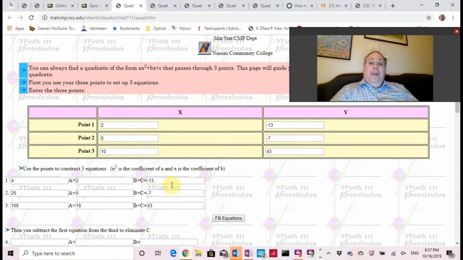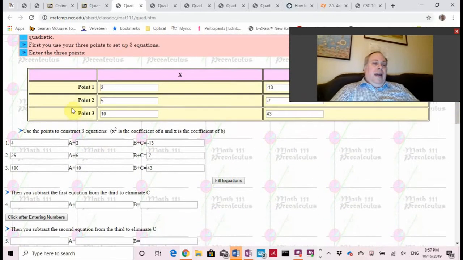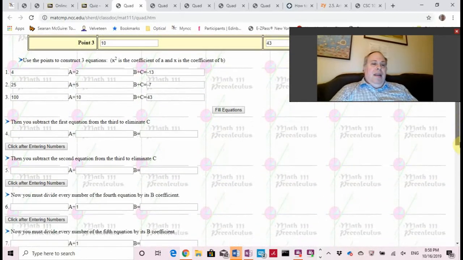So that's what I'm looking at here. And that thing does that automatically for you. So these are ax squared plus bx plus c equals y. Now the thing is, we can subtract any 2 of these and get rid of c. So I'm going to use that to get 2 equations in A and B. That's what's going to happen here.